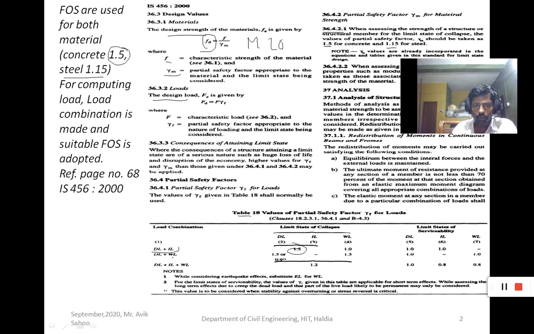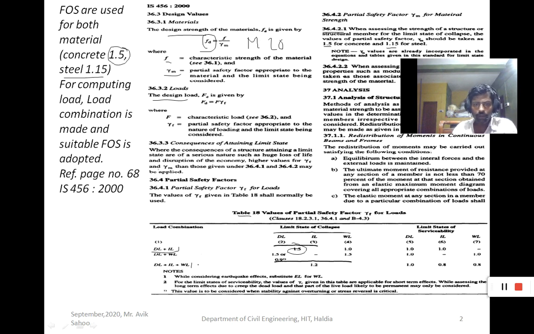So for dead load plus wind load, the factor of safety is 1.5 for dead load, and for wind load it is 1.5. Similarly for dead load, imposed load plus wind load or earthquake load, while considering earthquake effect, because earthquake and wind are not acting on the structure simultaneously, I mean both loads are not applied at the same time. So that's why you consider either wind load or earthquake load.